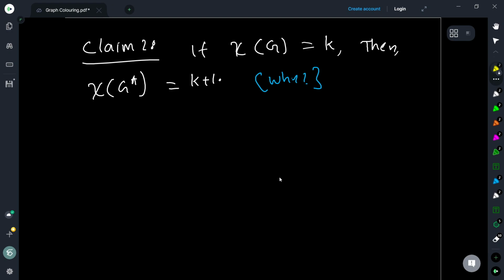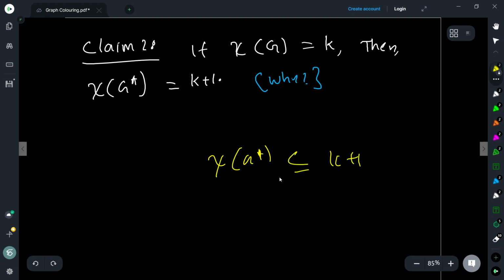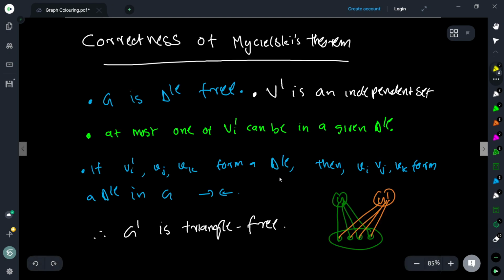But then to color the vertex w, I can always use a new color because I am using k plus 1. So with a new color, I can color the entire graph. So I know that the chromatic number of G star is less than or equal to k plus 1. Now if you show that it is at least k plus 1, then we are done. So here is the correctness of Mycielski's theorem.